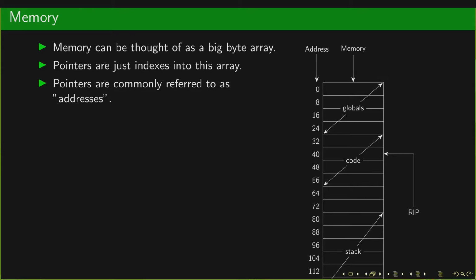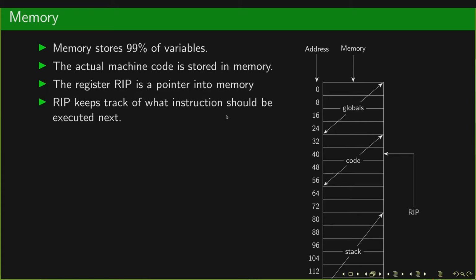Memory is essentially your RAM, and you can really just think of it as a big byte array. It's just a huge array that you can read and write bytes to. Pointers are just like indices into this array, and I may switch up and say addresses instead of pointers. They're the same thing. It's just a number that associates some location in memory. So just keep this model in mind.